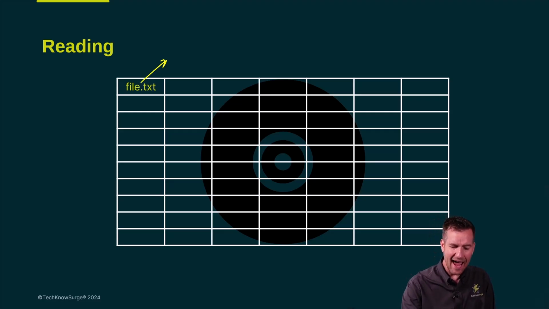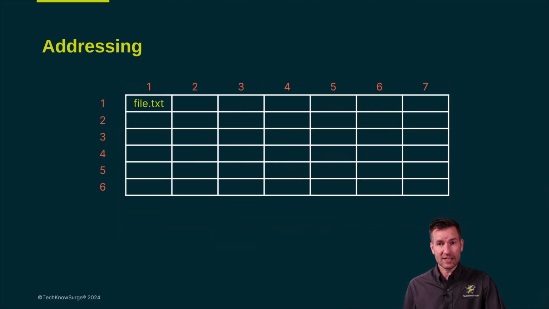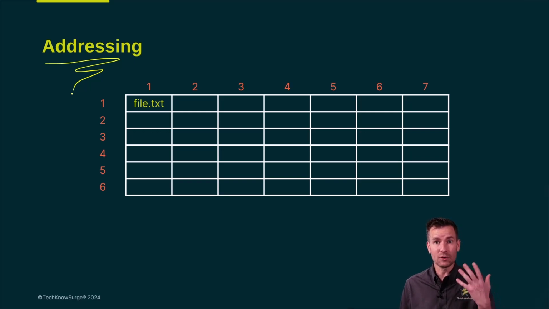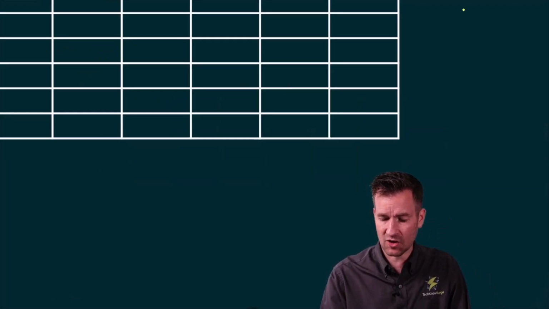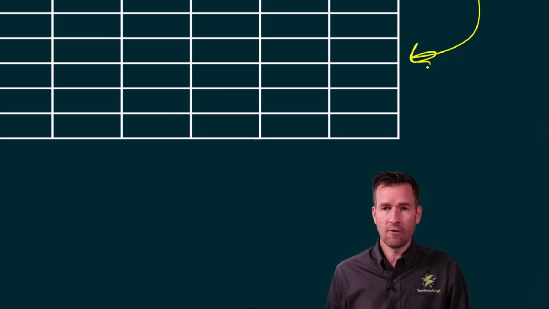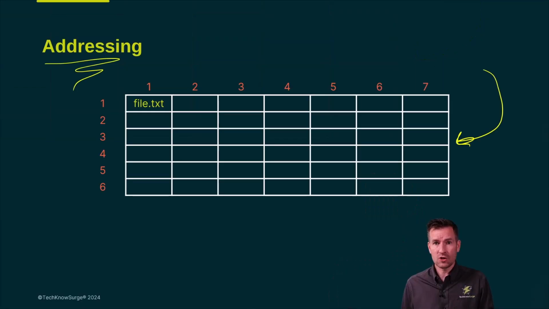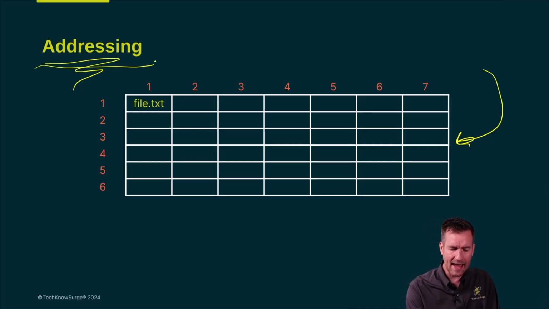The problem is how is it going to find that file? In order to find file.txt, we need some sort of addressing, a way to be able to find it easily. Otherwise, we'd have to search the whole hard drive for a file before we found it. So to make it easier, so that we didn't have to search everything, we create this addressing.